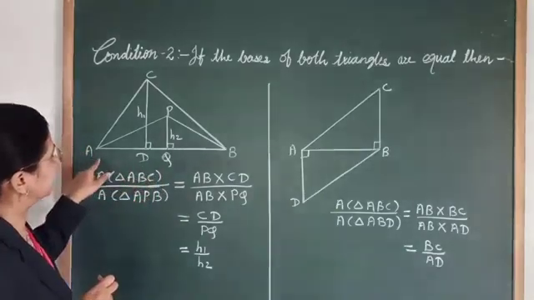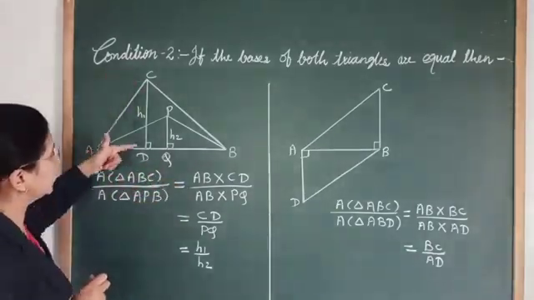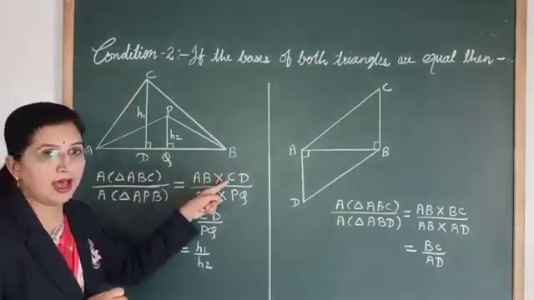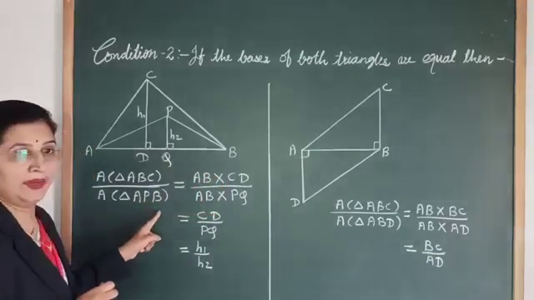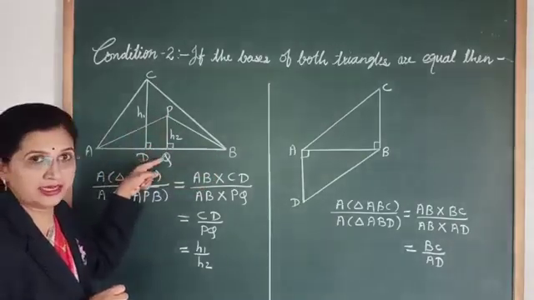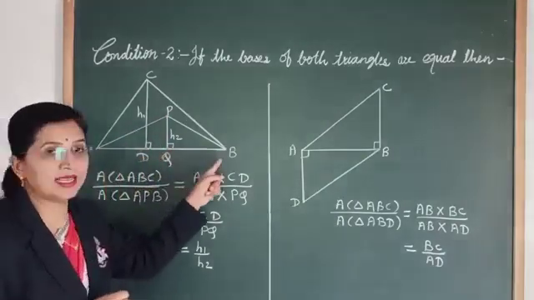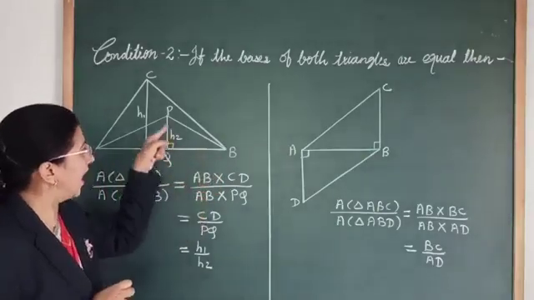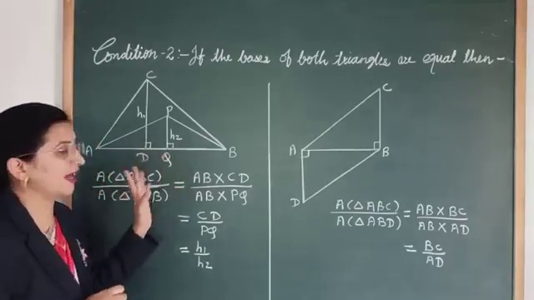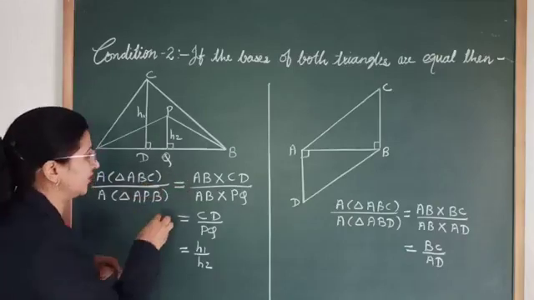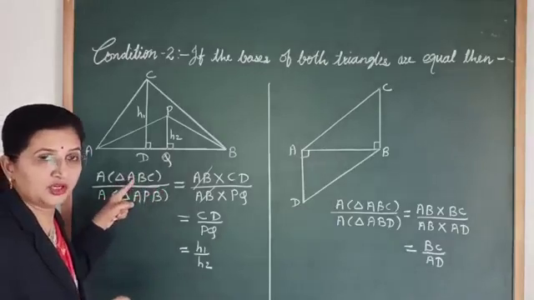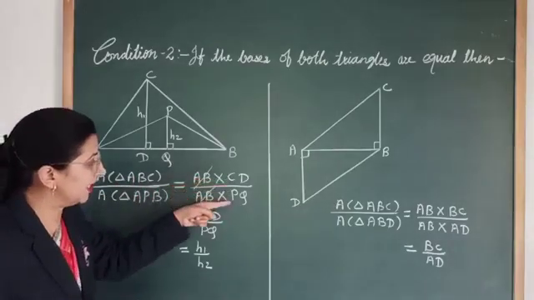So for triangle ABC, what is its base? As CD is the perpendicular on AB, AB is the base and CD is the height. Now for triangle APB, this PQ is the height. It is the perpendicular on the side AB. So AB is the base and PQ is the height. Now here, as these bases are the same for both the triangles, AB is the common base, so it gets cancelled. So the ratio of areas of these two triangles is equal to CD upon PQ.